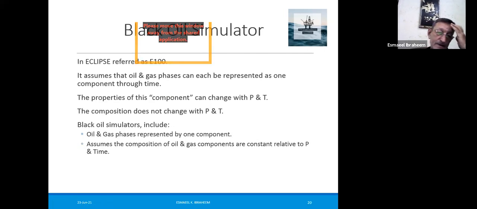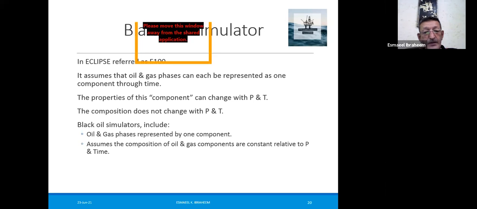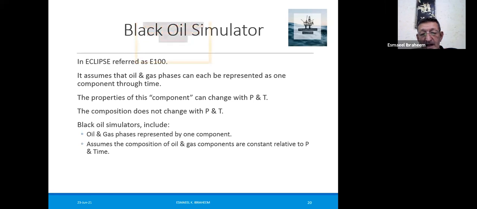For example, in Eclipse, referred to as E100, which is the simplest one, a black oil simulator. It assumes that oil and gas phases can each be represented as one component through time. The properties of this component can change with the pressure and temperature. The composition does not change with pressure and temperature. Black oil simulators include oil and gas phases represented by one component, and assume the composition of oil and gas components are constant relative to pressure and time.